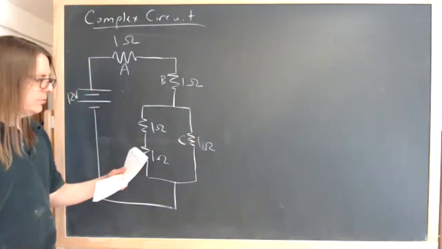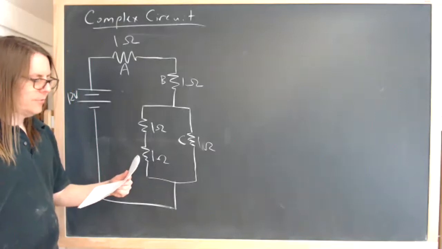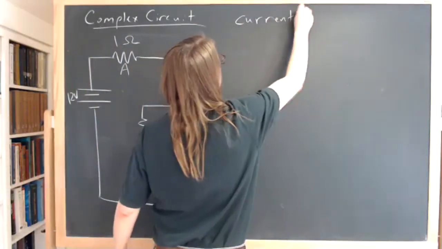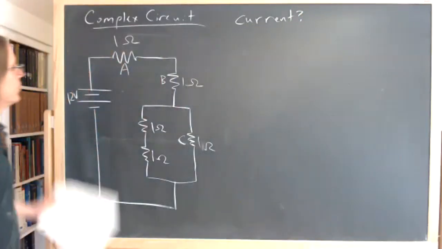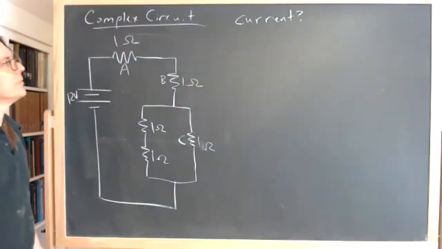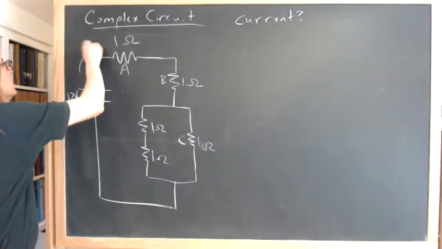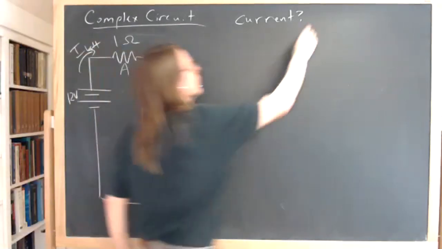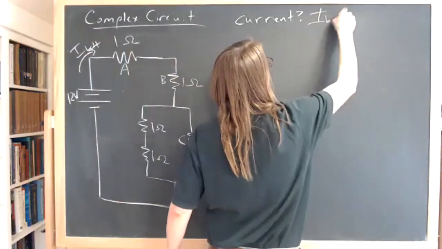So we could ask many questions. First, we would ask, what is the current? How are we going to find the current of this big mess? By the current, we mean the current I of the battery. What is the current I of the battery? The total current is often what it's called.